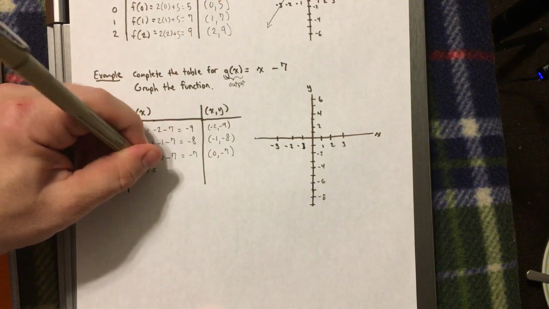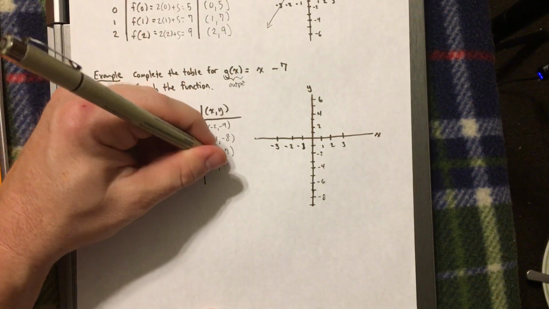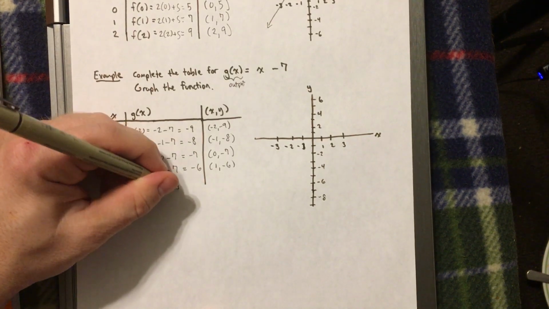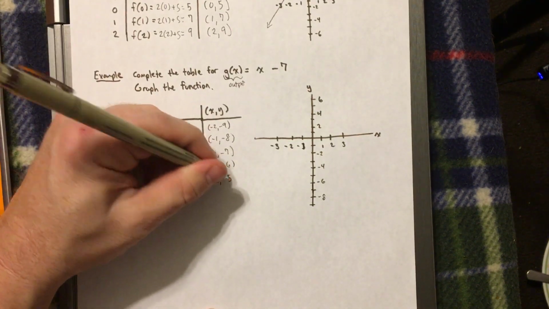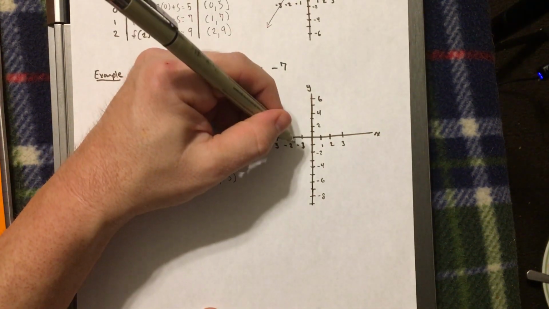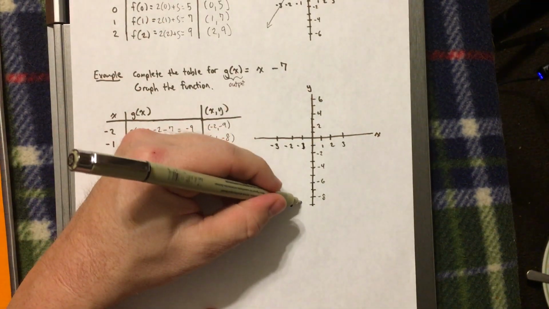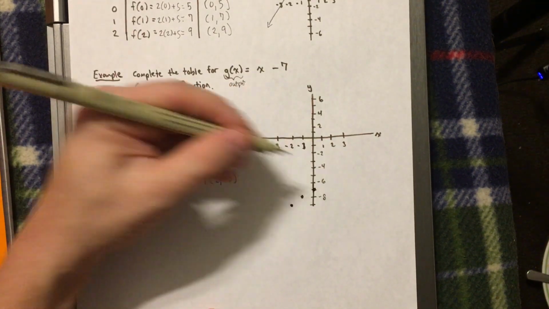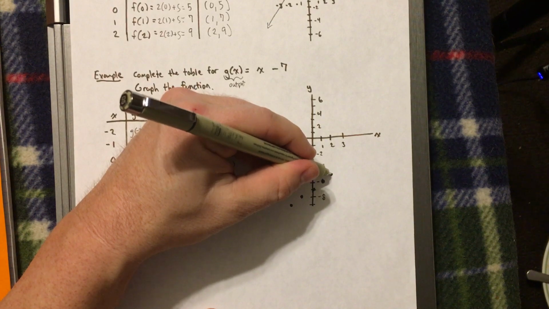Then g of 1 is 1 minus 7, which is -6. So our next ordered pair is at 1, -6. And then g of 2 is 2 minus 7, or -5. So our last ordered pair would be at 2, -5. So now let's plot these points out. So the first one, we go left 2, down 9. So right there. Then the next one is at -1, -8. So right there. Then 0, -7. 1, -6. Then 2, -5.